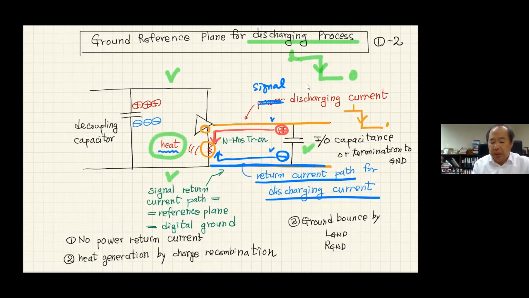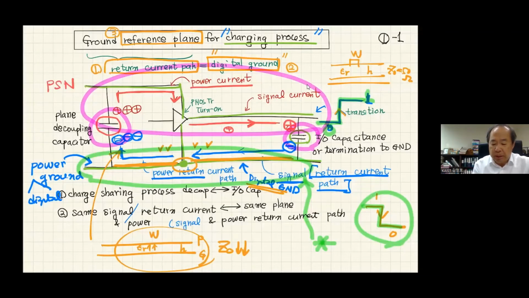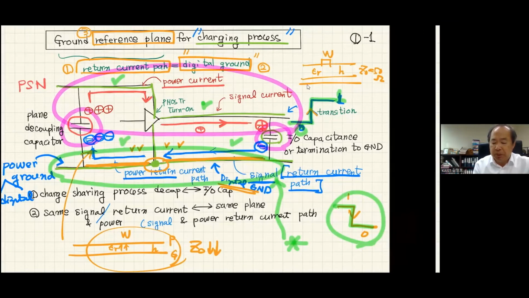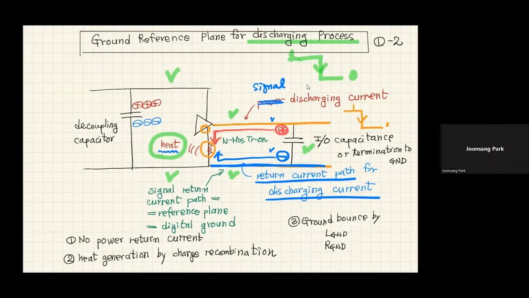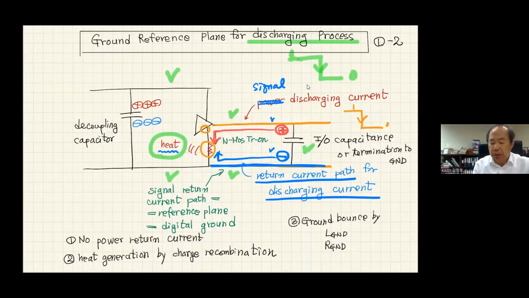So in the previous case, in addition to the signal line, we had a power line, a power current. Because of that, we have ground return current and power return current. But in this discharging process, we only have signal current and signal return current. And in this case, the decoupling capacitor has no role to contribute to this discharging process.